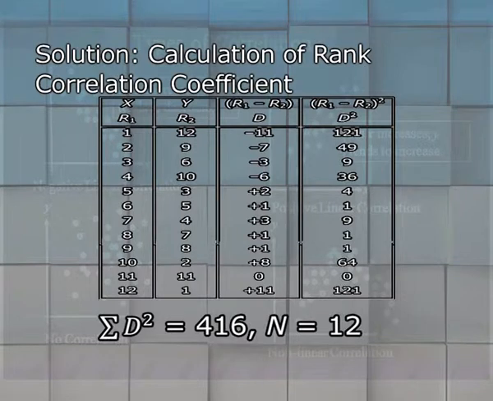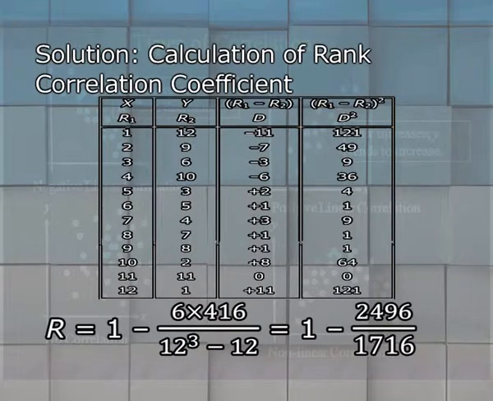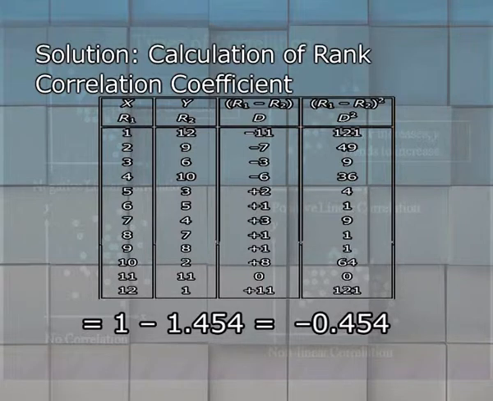So we have from the table sigma d square calculated as 416 and n is equal to 12, we know that. Now plug in these values in the formula and we get r equals 1 minus 6 into 416 divided by 12 cube minus 12. So that is equal to 1 minus 2496 divided by 1716. So that gives us 1 minus 1.454, which is equal to minus 0.454.